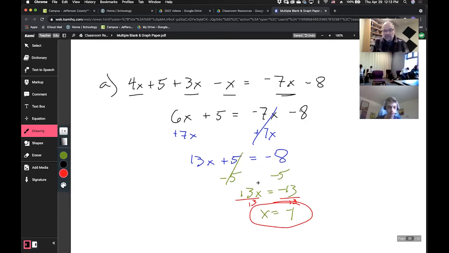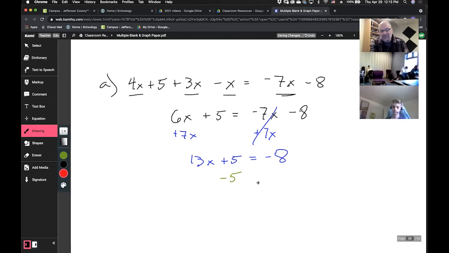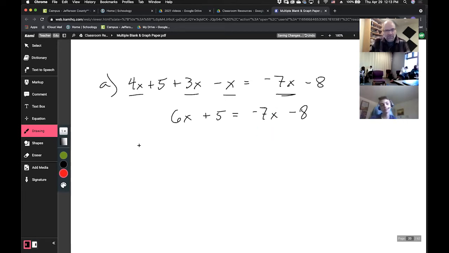Okay. Now, if we would have gotten rid of the 6x, let me show you what happens. Nothing too complicated, but if you can avoid negative numbers as much as possible, that's better. So let me show you what happens if I would have gotten rid of the 6x.